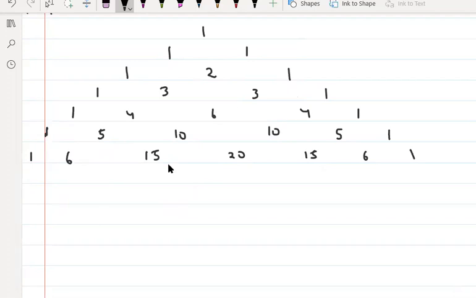Now think about this. You can go on. X plus y to the power 0 is equal to what?